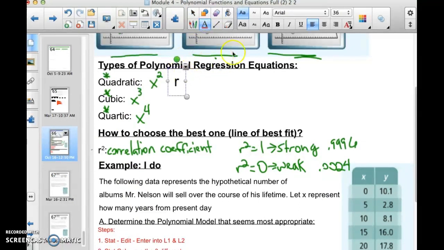R squared equals 0.763. So if you notice, that's closer to 1 than other numbers could be, but it's not as close as I'd probably want it to be. Alright, so that's the quadratic. Now the cubic we're going to label as well. So please write these down as we're going.